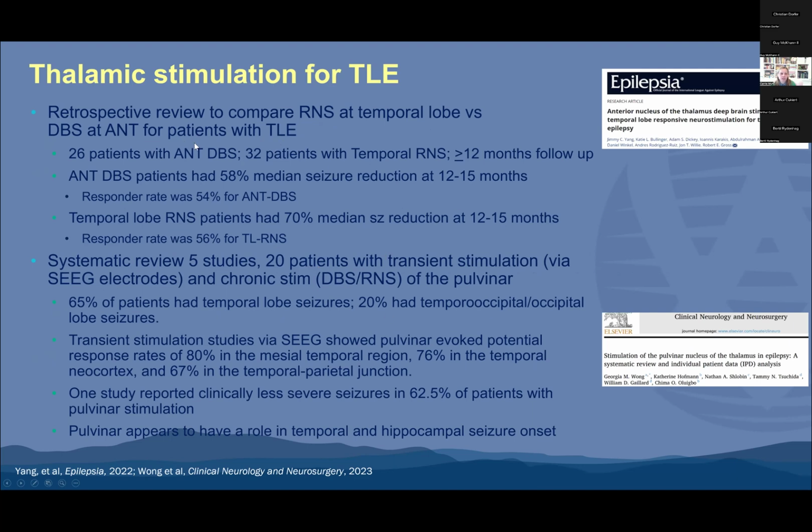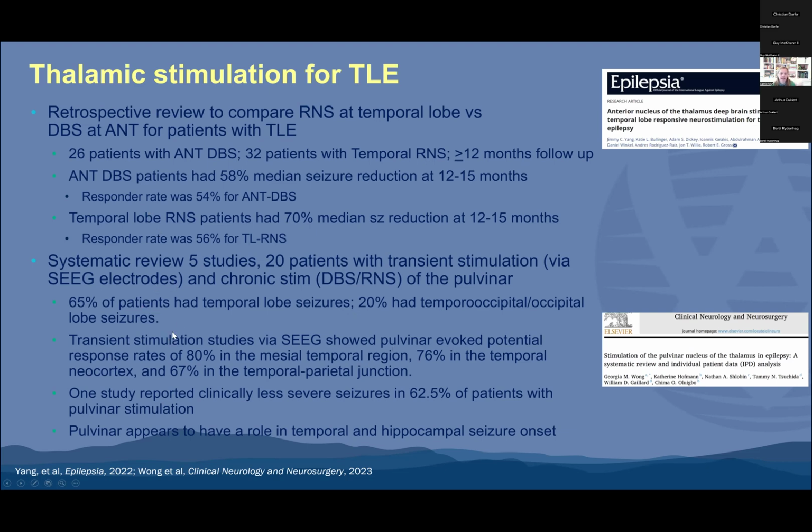There were a couple of different studies looking at ANT stimulation versus RNS at the temporal lobe. This particular one looked at DBS at ANT, and it really showed that there was not a huge difference. DBS ANT patients had a 60% seizure reduction, whereas temporal lobe RNS patients had a 70% seizure reduction. And there are starting to become more studies looking at ANT RNS versus temporal lobe patients, where there's no really good controlled study for those two yet.